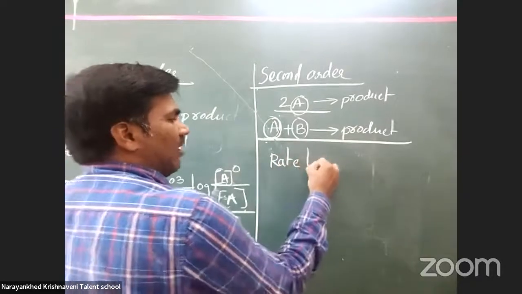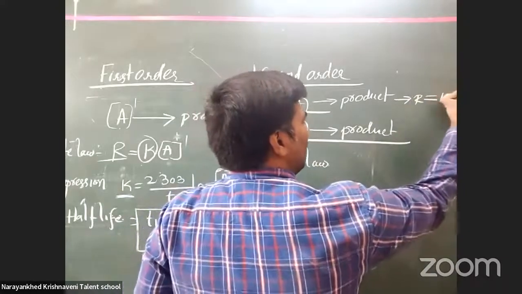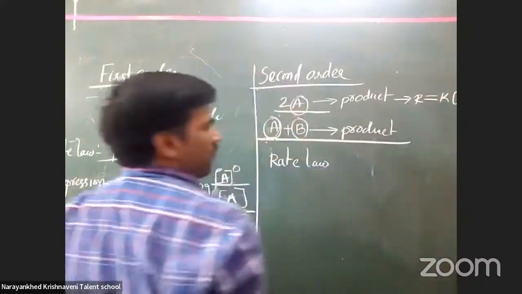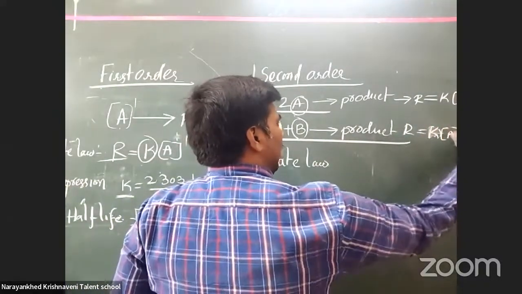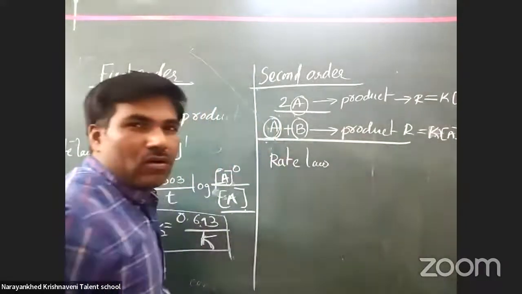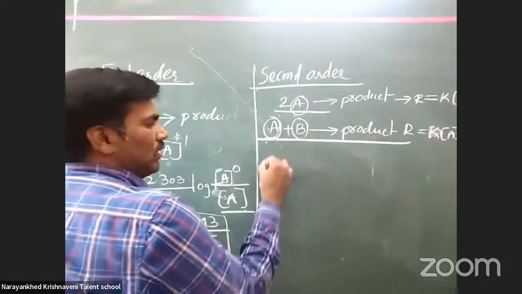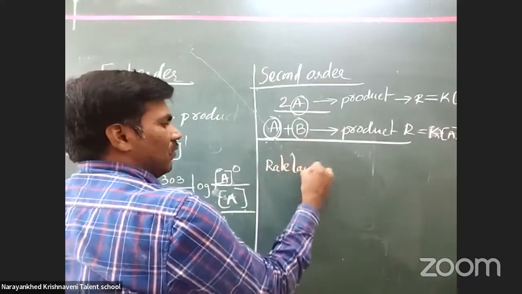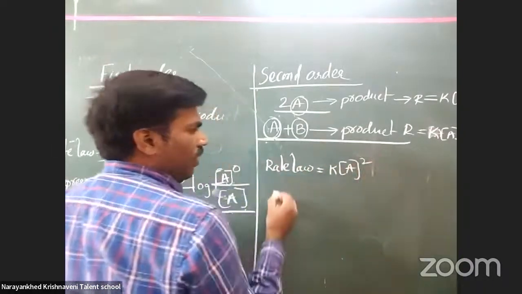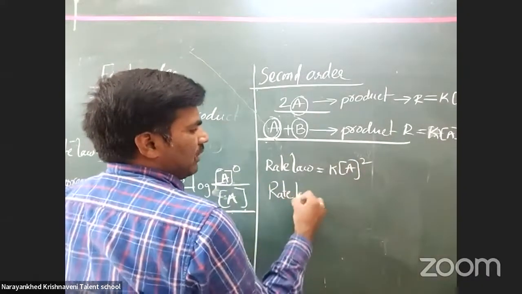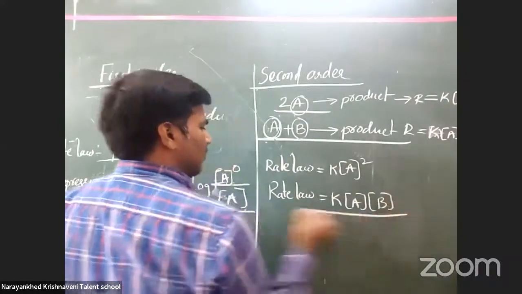The rate laws are of 2 types. For this one, the rate law becomes R is equal to K into A to the power of 2. Or here it becomes K into A and B. Got it or not? In this way, we consider the rate law: rate is equal to K A squared, or rate is equal to K times the concentration of A and the concentration of B.